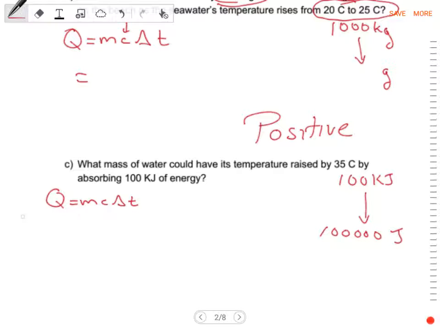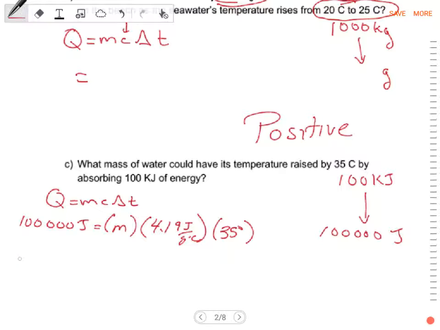So that's my Q value. I'm going to put that in. So 100,000 joules. You're solving for your M value. Your specific heat capacity, we're dealing with water, so that's 4.19 joules per gram per degree Celsius. And our temperature change, it says here that we raised our temperature by 35 degrees. So that will be 35 degrees there, and it's positive because we're taking in energy.